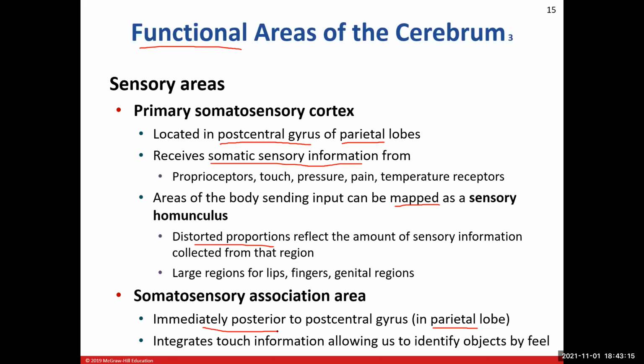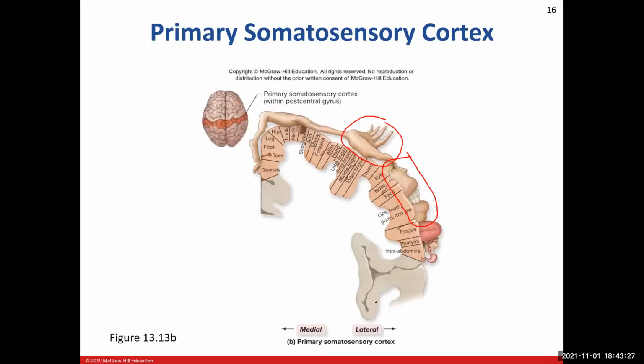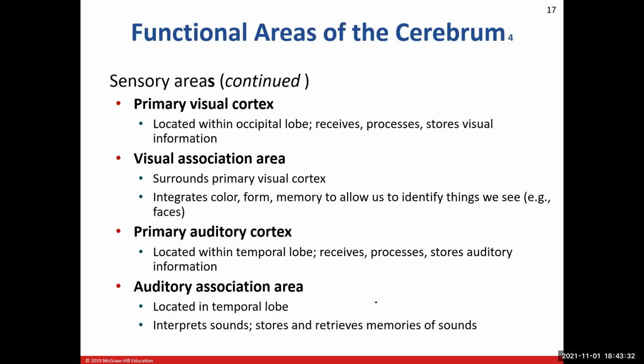You're like, oh, this is that thing that you put in my hand yesterday. It's that spherical round structure. You called it a ball. Yes. And that's because you stored some of that information in the somatosensory association area, and now you know what it is. And that's what we see here. The association areas are wonderful because they can help with certain memories of whatever those senses are.